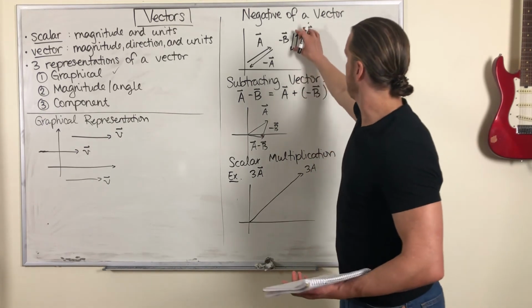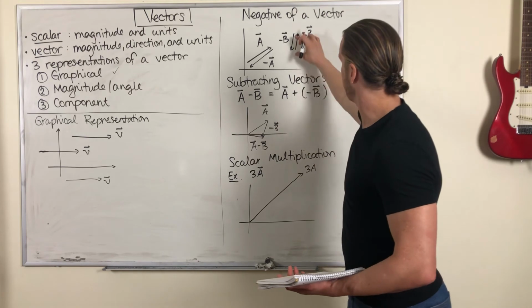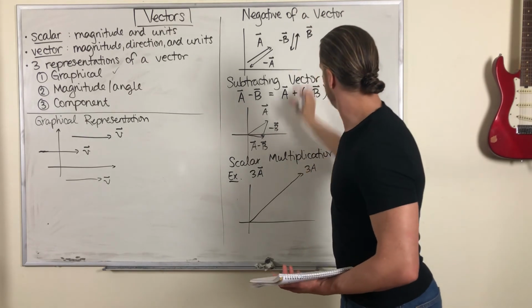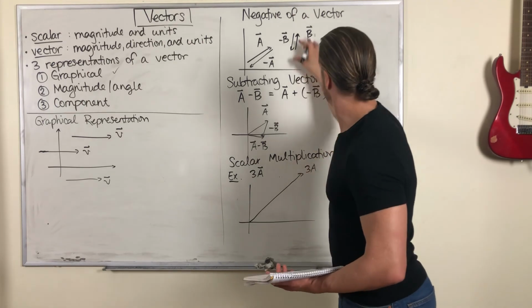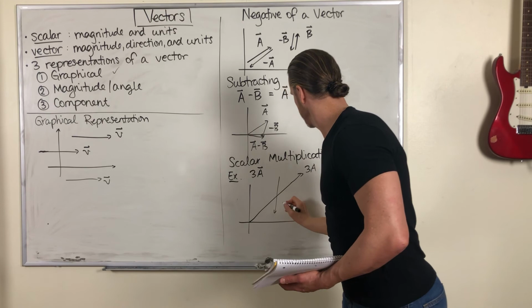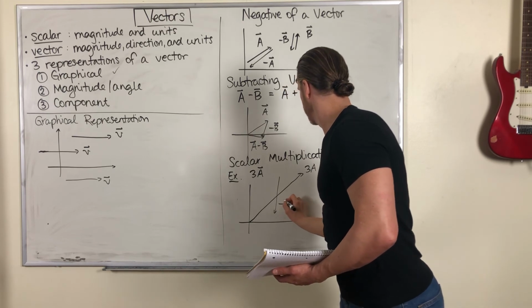And maybe 3 times negative B, we can start this wherever we want. So maybe I'll start negative B here. 3 times negative B would be something like that.